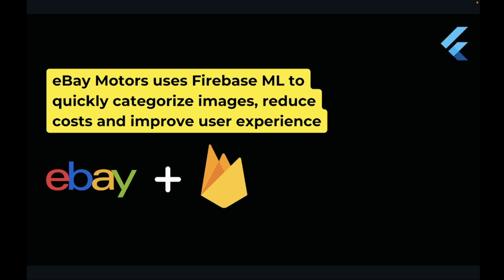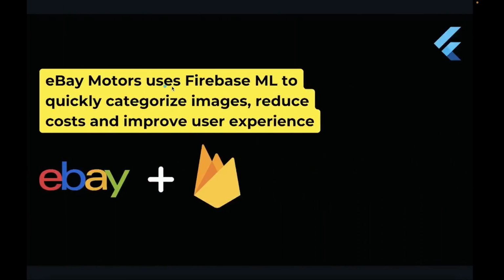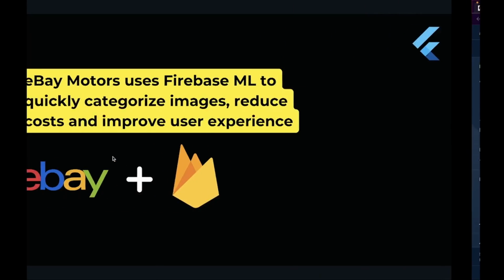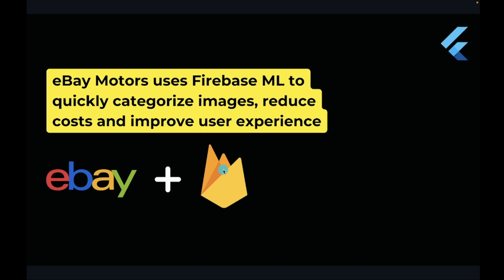And the best example is that eBay Motors uses Firebase ML to quickly categorize images, reduce cost and improve user experience. So the thing we just learned, the Firebase ML Kit, eBay Motors, such a big international company, is already using it to back their application with machine learning, right? So this is a good inspiration for you to learn Firebase ML Kit with Flutter.